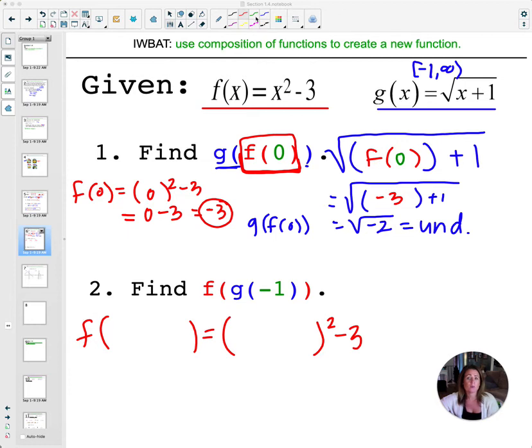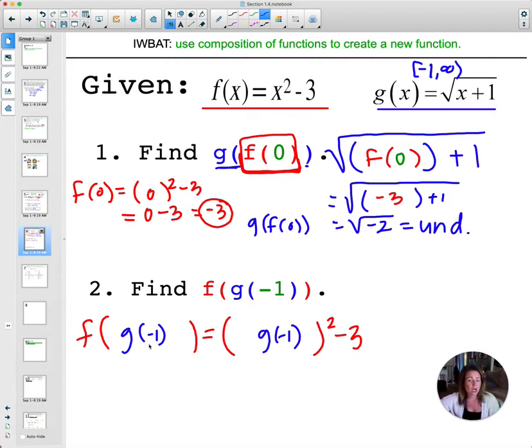The input in this case, what we're typing in, is g of negative 1. So we need to figure out what that is, because it's an actual number for negative 1. Off to the side here, I'll do g of negative 1. Remember, the g function is the square root of an input plus 1. The input in this case is negative 1. Negative 1 plus 1 is 0. So g of negative 1 equals the square root of 0, which is 0.